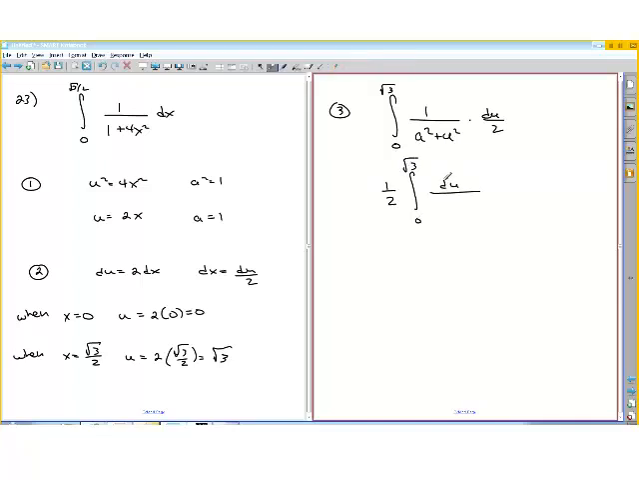So we just get du divided by a squared plus u squared. Go to the book, look that up. You find out the integral is 1 over a times the arc tangent of x over a. X is 2x. U is 2x, and then we divide by a, which is 1.